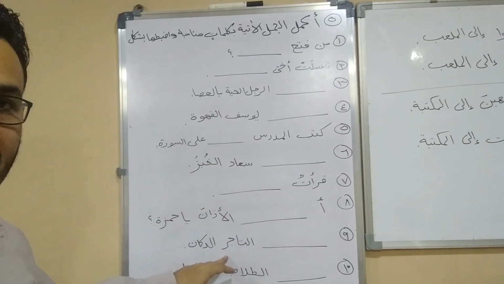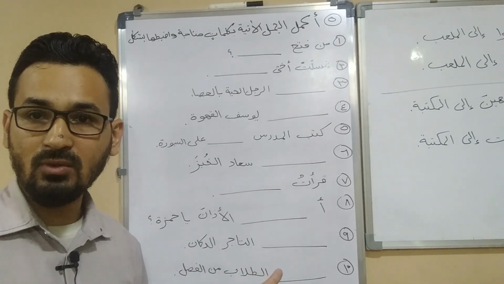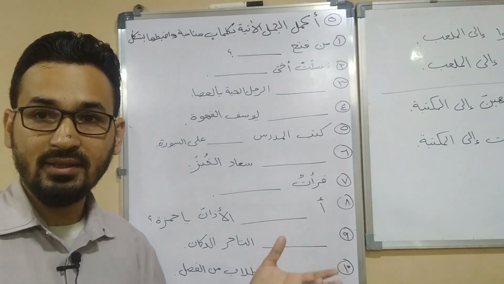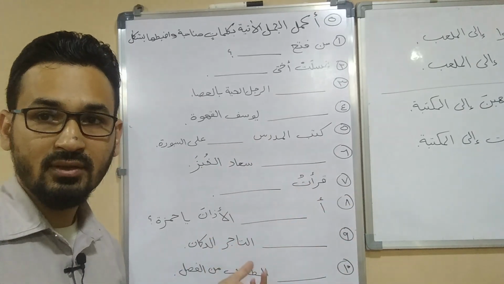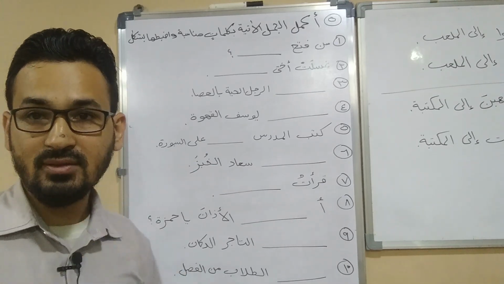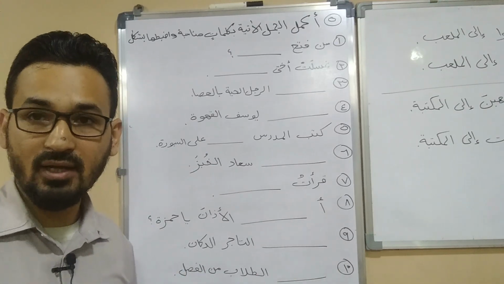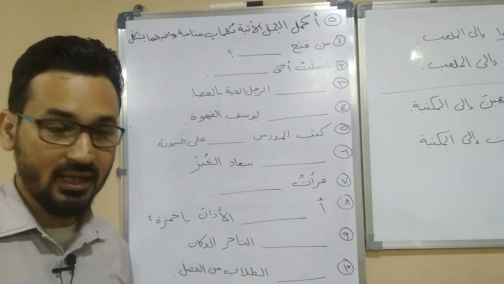Number 9, التاجر الدكان. So فتح التاجر الدكان. The merchant opened the shop. The shopkeeper opened the shop, like this. الطلاب من الفصل. Now you have to write خرج. خرج الطلاب من الفصل. The students came out from the class.